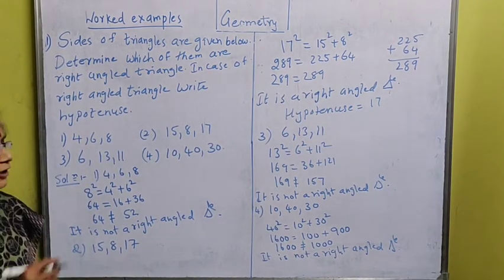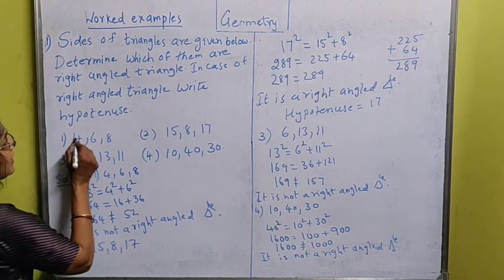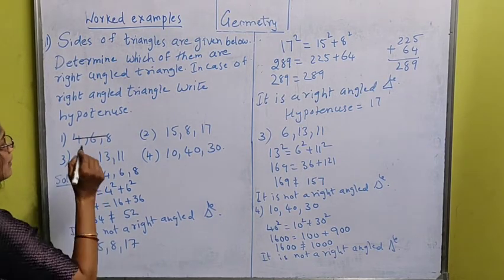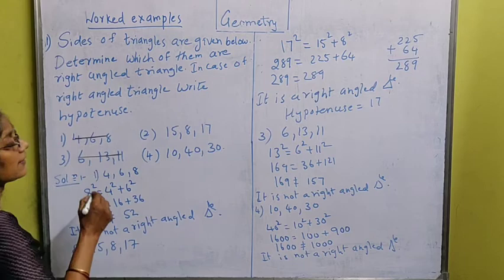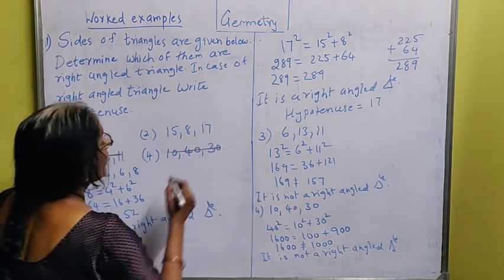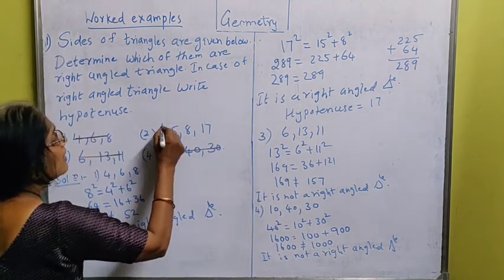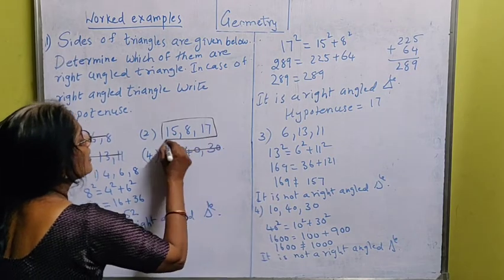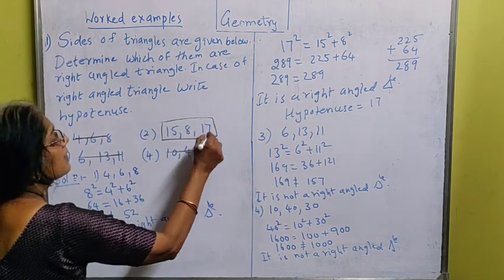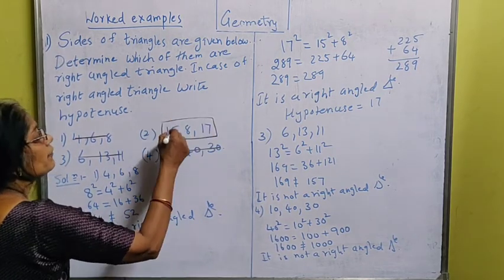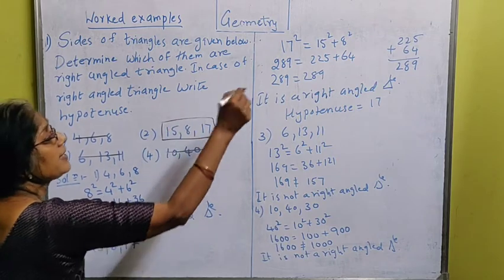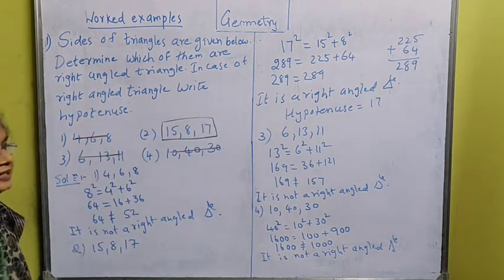So I told you that the first one is not a right angled triangle. The third one is not a right angled triangle. The fourth one is not a right angled triangle. So the right angled triangle is your second answer. 15, 8 and 17. 17 square is equal to 15 square plus 8 square. 289 is equal to 289. So 17 is the hypotenuse.